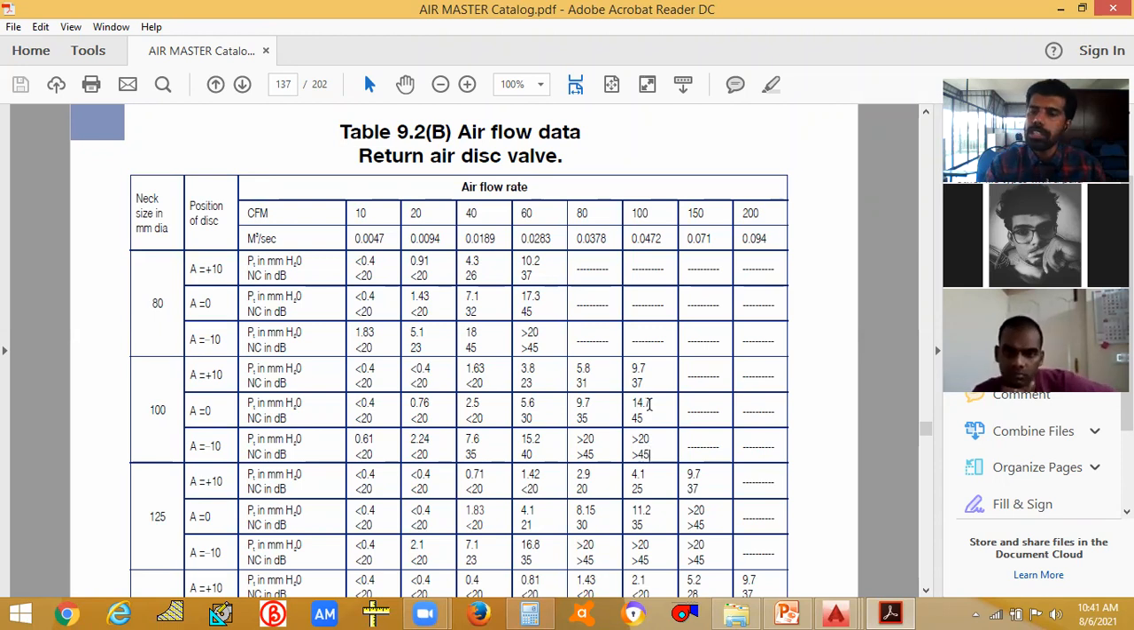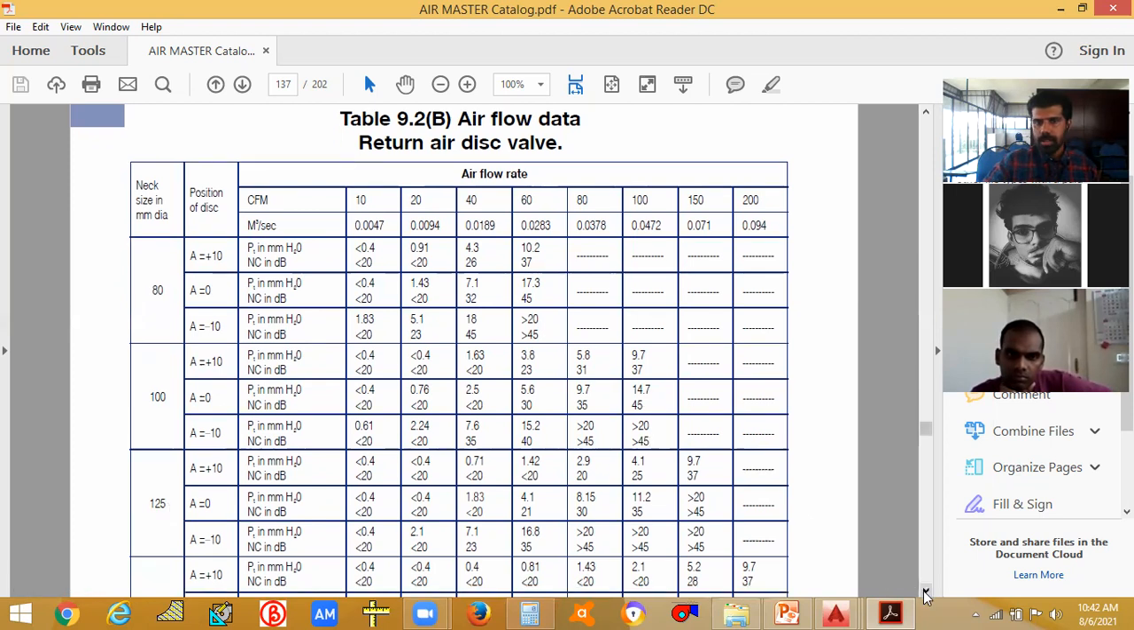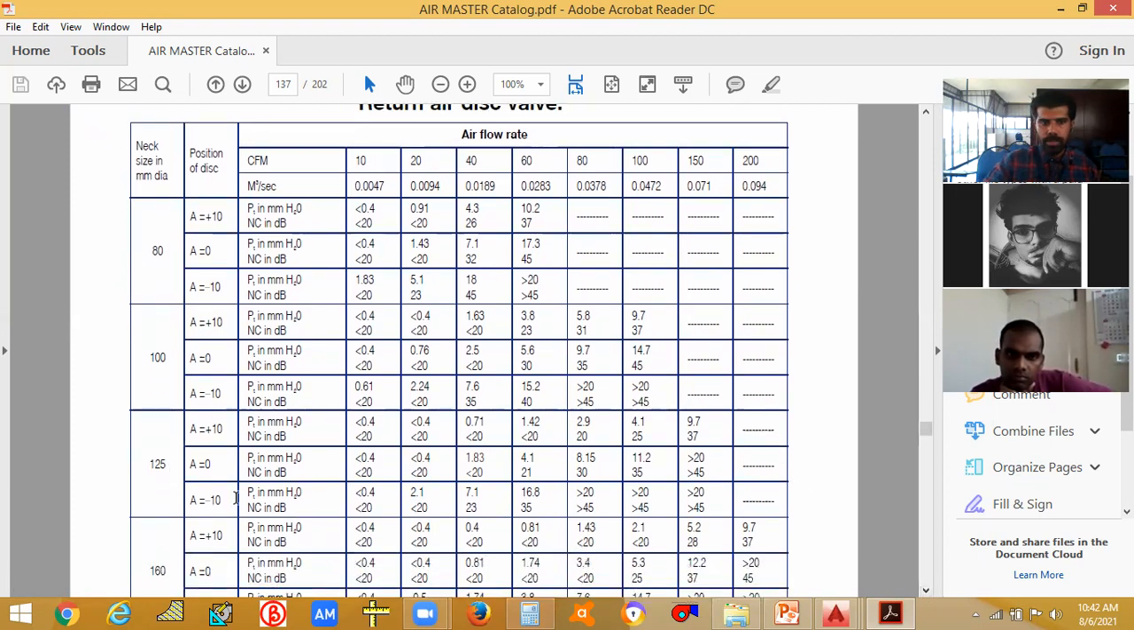So when you are choosing these air terminals, you have to see the noise criteria and this specification also. It should come below 35. If it goes above 35, the sound will be more, and above 45 also. So what you have to do is go to the next size, 125.